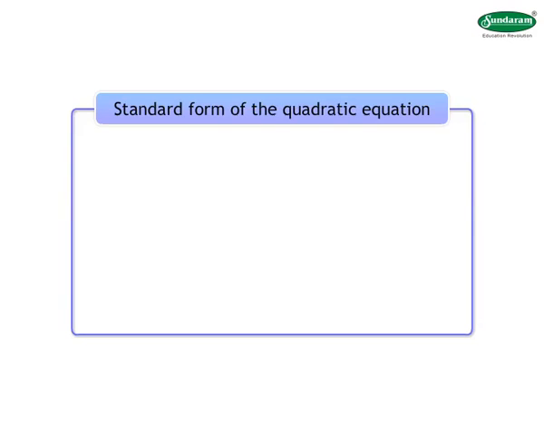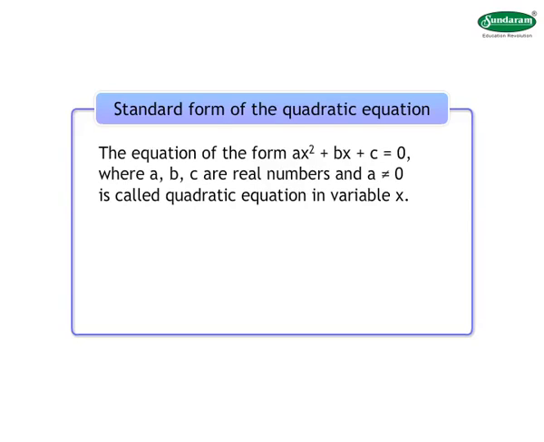Let us look at the standard form of the quadratic equation. The equation of the form ax square plus bx plus c is equal to 0, where a, b, c are real numbers and a is not equal to 0, is called a quadratic equation in variable x.